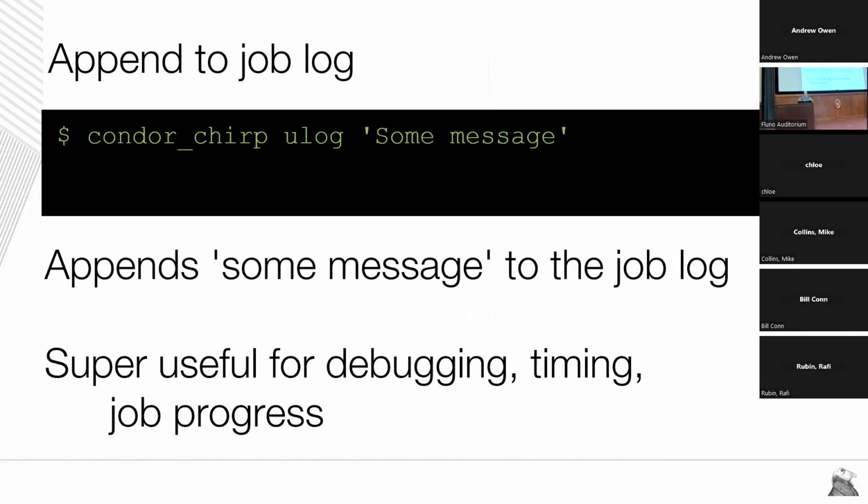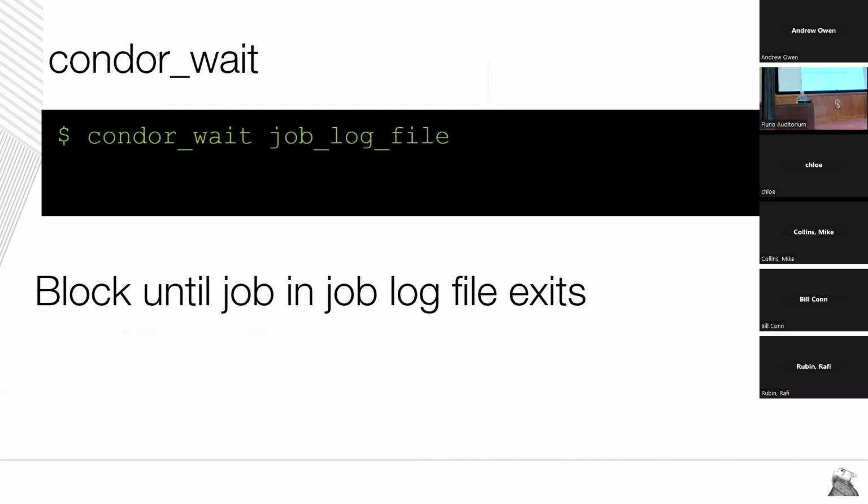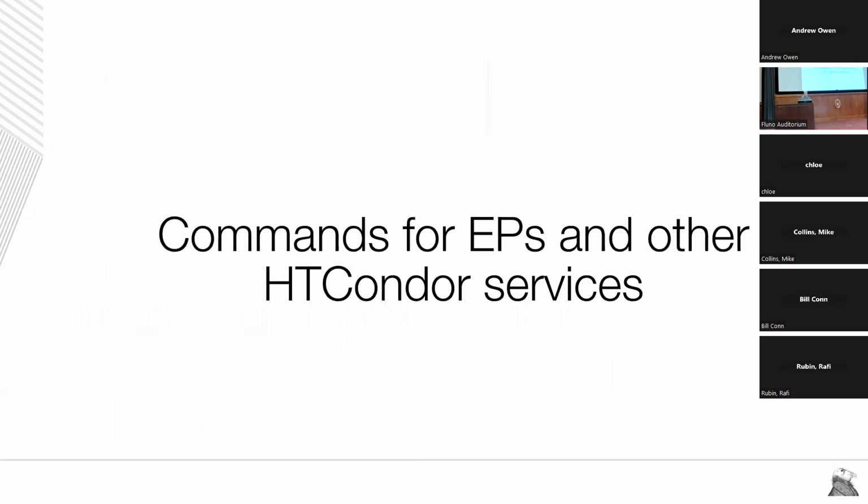So if you've got a job that takes, I don't know, 100 hours, maybe you want to ulog something. I've made it 10%, I've made it 20%, and you can get a better feeling for what's going on. Then there's Condor wait, which reads the event file and blocks until that job exits, or maybe all the jobs in the event file. This is usually used for building up bigger scripts and doing things like that. So that's it for commands for jobs that are running.